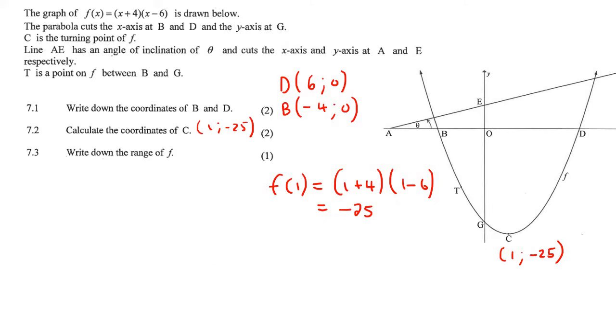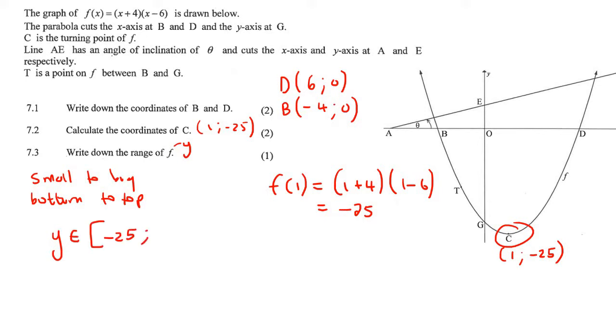Then the next question says write down the range. Okay, so range is your y values, and you always want to go from small to big. So what that means mathematically is from the bottom to the top. So we can say y is an element, and we're going from minus 25, which is included, and then these arrows just keep going forever and ever, and so we're going to go all the way up to infinity. If you prefer to use set builder notation, you would say y is bigger than or equal to minus 25.